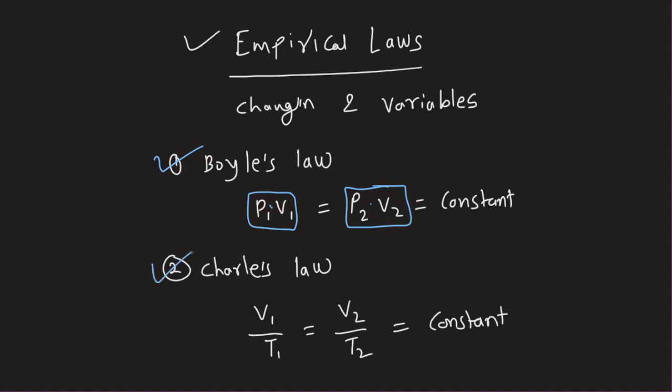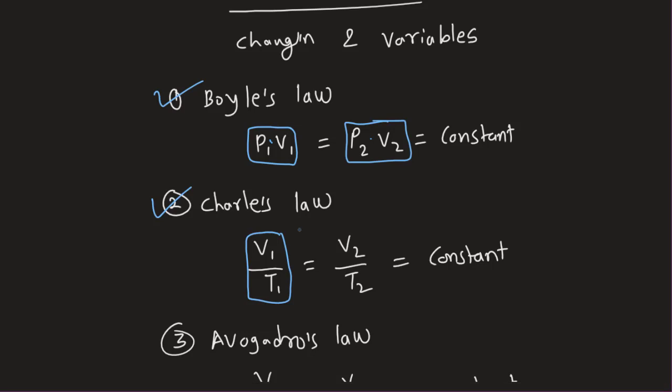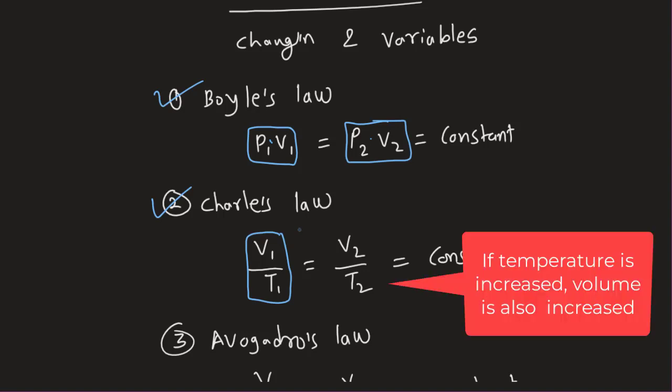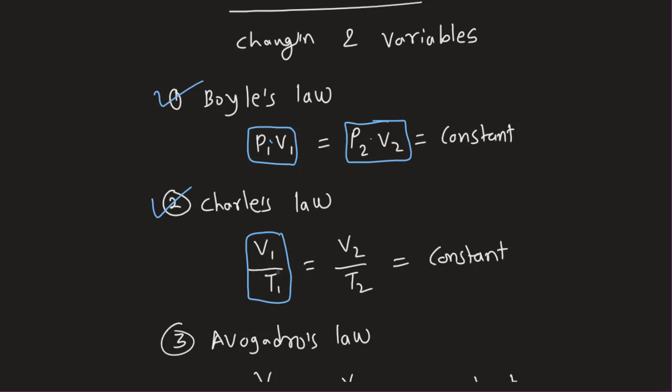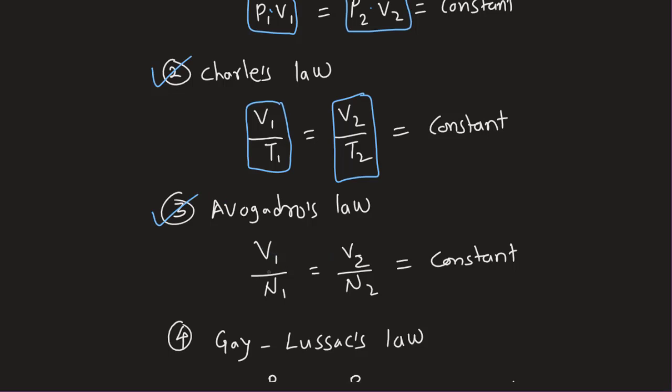The next one is Charles's law. Over here, we are changing two variables, volume and temperature. All other variables are constant, like pressure and amount of substance. So when the other variables are not changing, the ratio of V1 and T1, that is volume and temperature, is constant. The next one is Avogadro's law. In Avogadro's law, the ratio of volume and the number of molecules, or number of atoms or number of ions, is constant. V1/N1 = V2/N2.